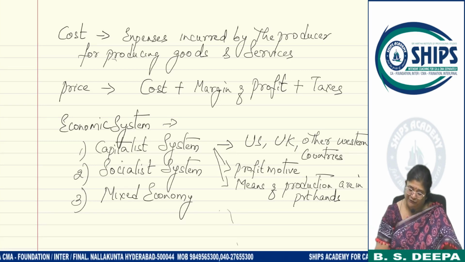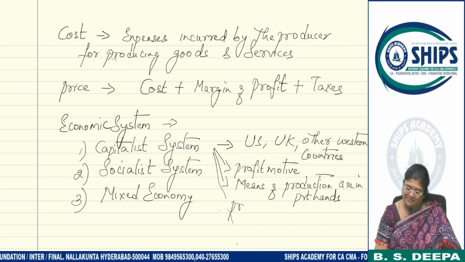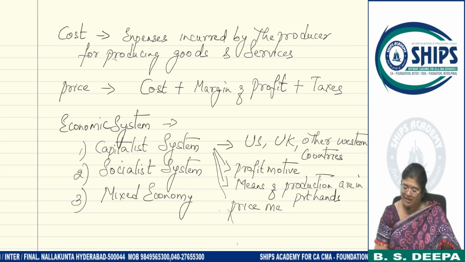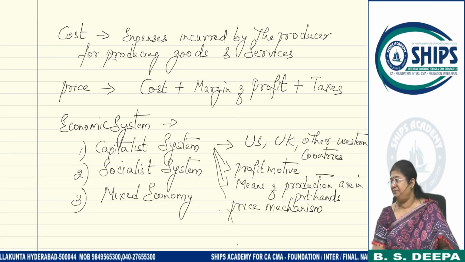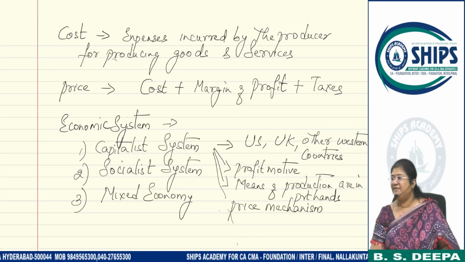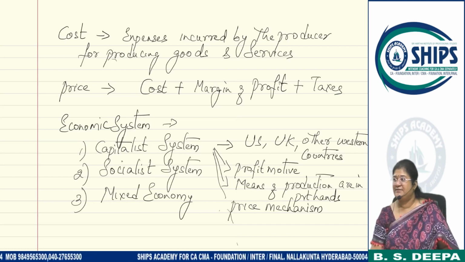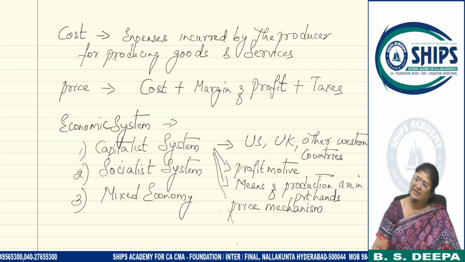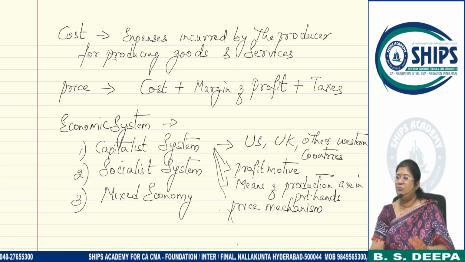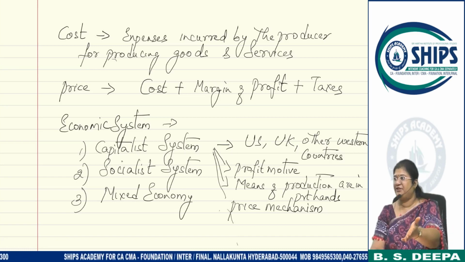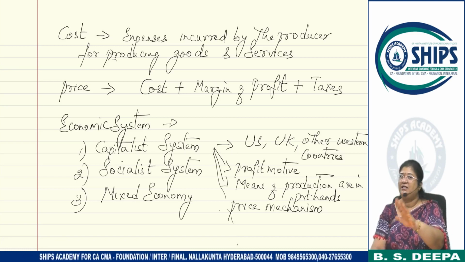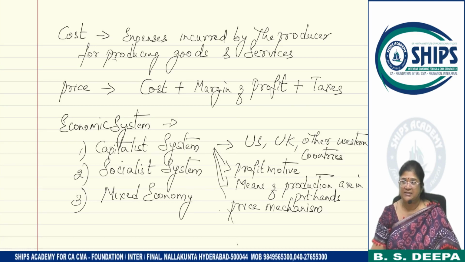That is why here you find that there is a price mechanism. Price mechanism means the prices are decided by demand and supply, not by the government. Government will not decide the prices. Okay, everything depends upon demand and supply. How much is the demand? How much is the supply for the commodity? Depending upon that, the prices are decided in the market.